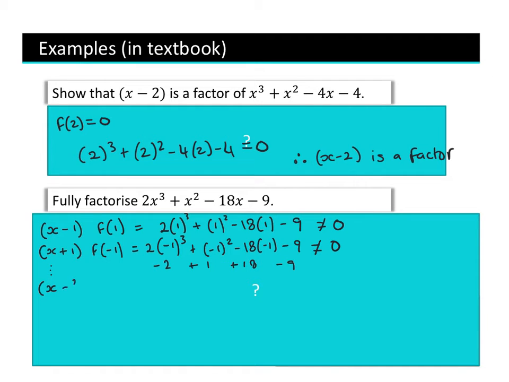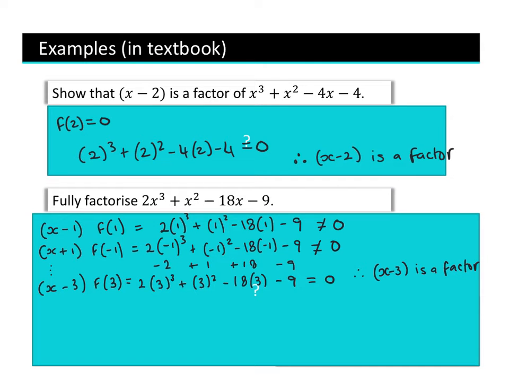So I'm going to try x minus 3. That means I'm going to try f of 3. So I'm going to get 2 lots of 3 cubed plus 3 squared minus 18 lots of 3 minus 9. This does in fact equal 0. So therefore, x minus 3 is a factor. Now we know that it's a factor, we're going to have no remainder when we divide.